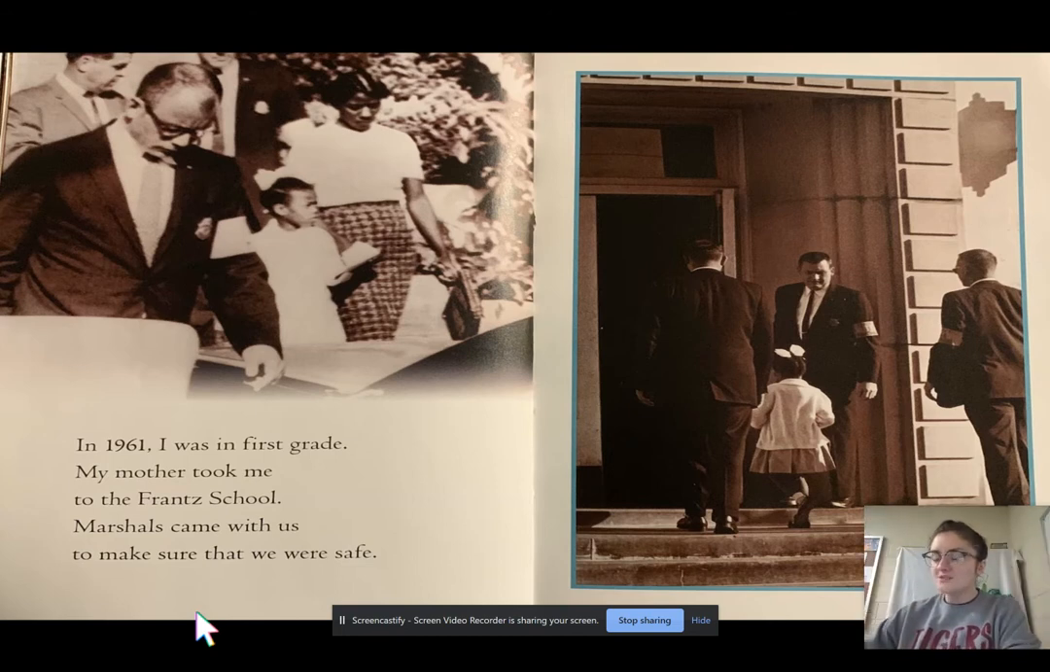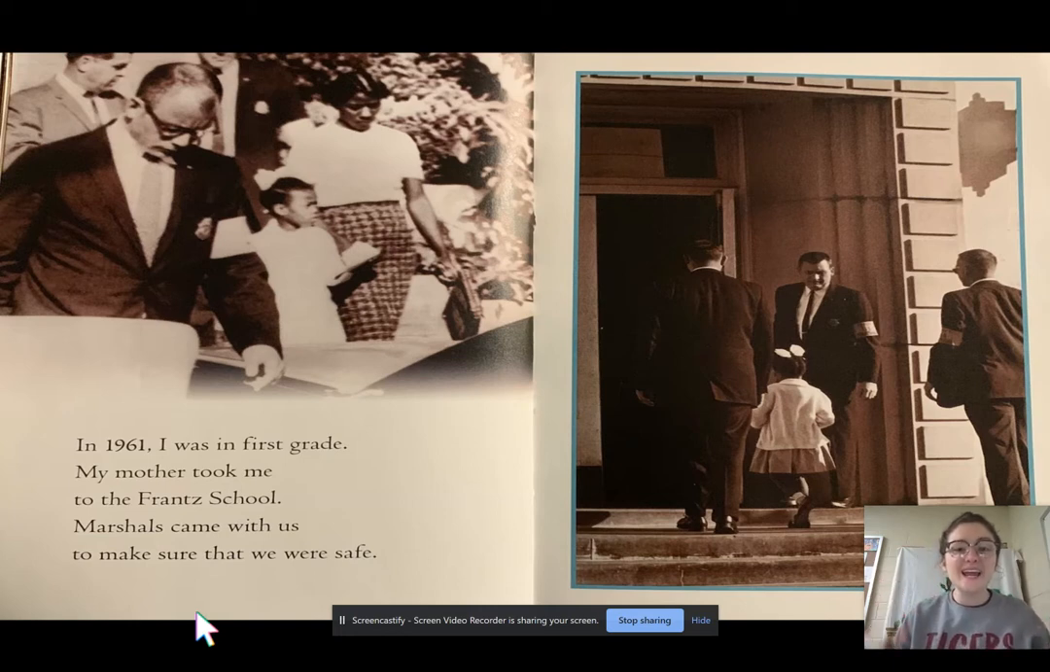Where is Ruby and her mother? They are at the France School. So we are going to say France School. That is the setting.